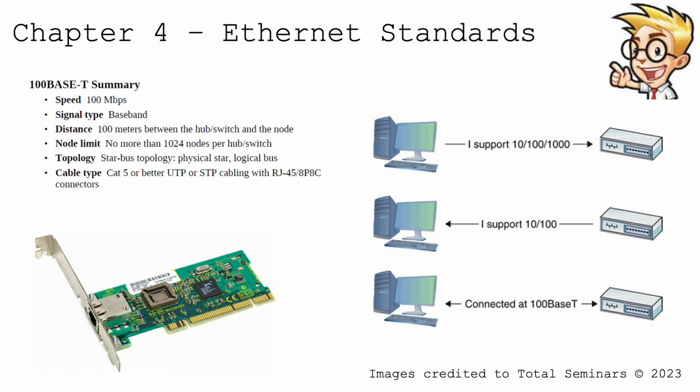So we've already talked about 10BASE-T and we're moving on. The next one is 100BASE-T. Guess what the 100 stands for? Well, 100 stands for 100 megabits per second. It is baseband and it works over distances of 100 meters, with no more than 1024 hosts on each hub or switch. It uses a variety of different topologies, from stars and meshes and buses, and you need at least Cat5 to run it.